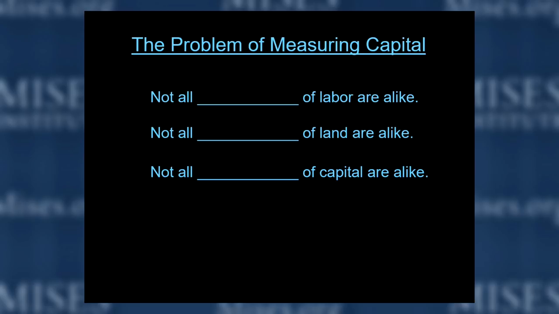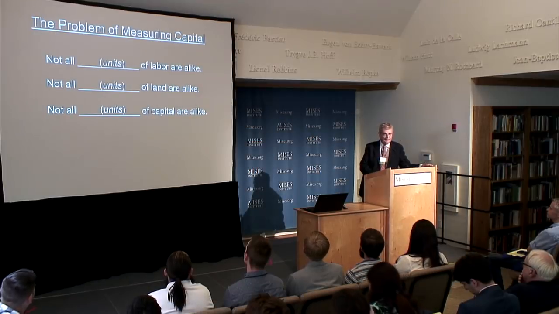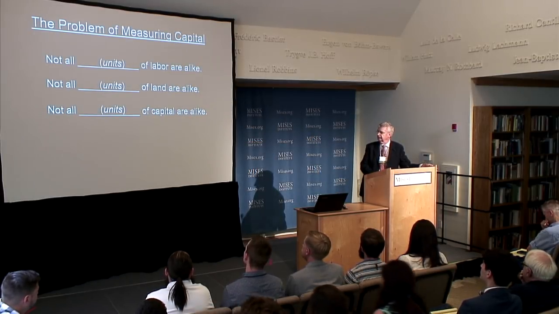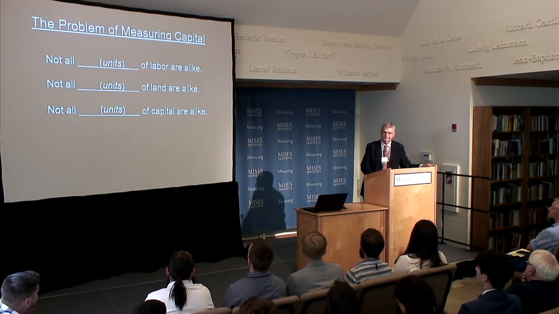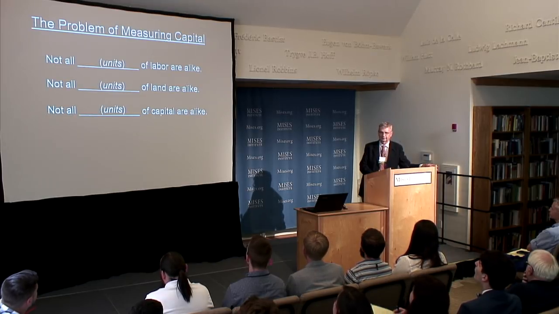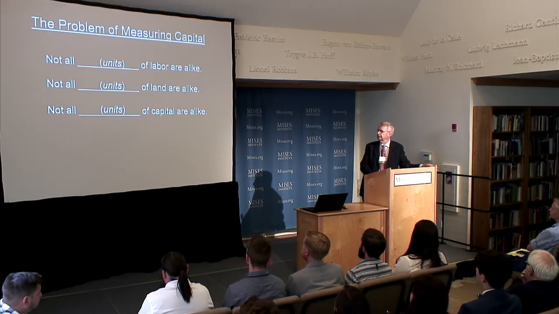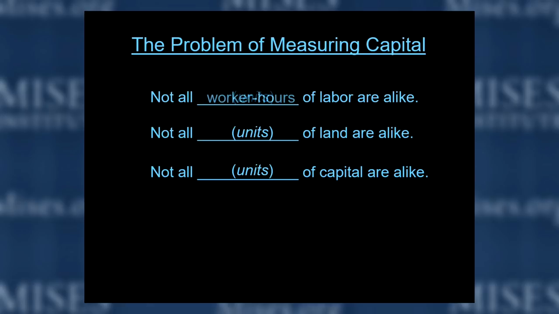Now, let's look at our labor, land, and capital. And I've put in some units here for you to figure out what they are. Not all units of labor are alike. Well, of course, not all units of land are alike. Not all units of capital are alike. Well, so what's so strange about capital? And I'll show you what, and you'll be able to see just what. Let's start with labor. Worker hours, that's the working unit. Now, okay, we could talk about unskilled labor or semi-skilled labor or skilled labor, okay? But they're still heterogeneous, but at least we have an idea of what the units are.